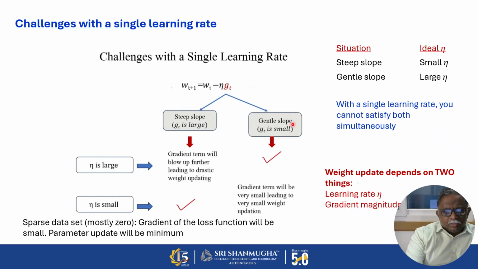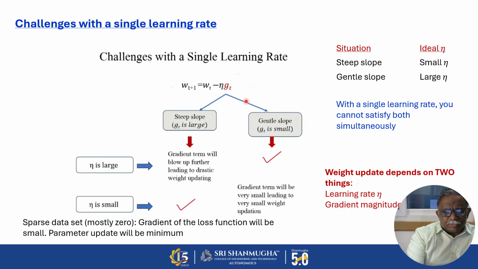Okay. So when you have a large learning rate, what will happen? The gradient term will blow up further, leading to drastic weight updating. Because g t is going to be large, and the learning rate is also large, both get multiplied over here, and it will lead to drastic weight updating.